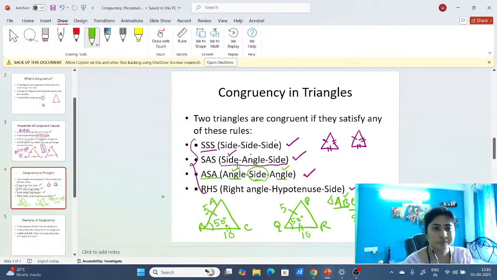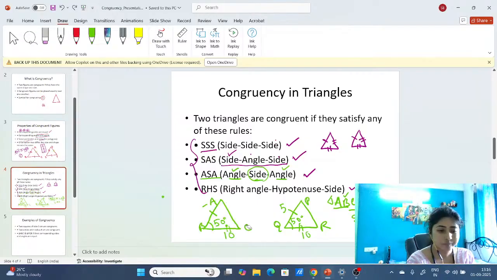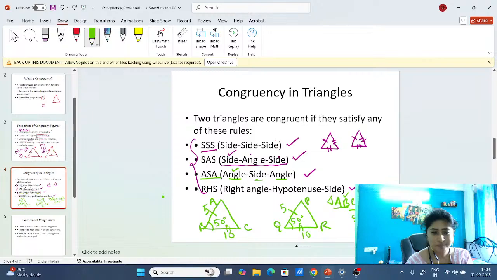Let us check. I'm just going to erase all this. If you want to take a screenshot, you can take. Sorry, I erased, but I think you can understand right now. You can take a screenshot if you want. Then I think I can move to the next topic, that is ASA. So then let us see what is included side.